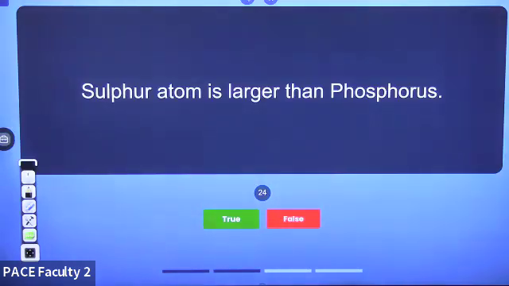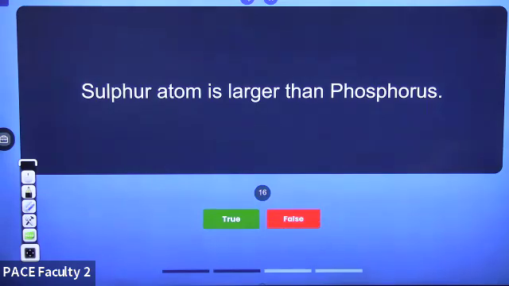बेटा शुभम प्लीज डोंट. True. True. Sulfur will have larger size than phosphorus. You are again getting confused. No children, no. False. Yes, Dondi. Bilkul. False.